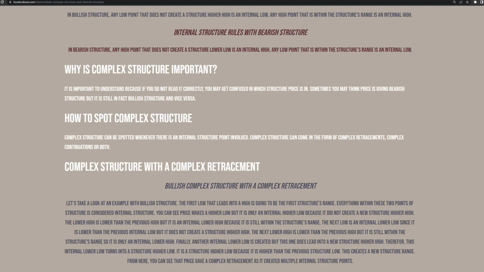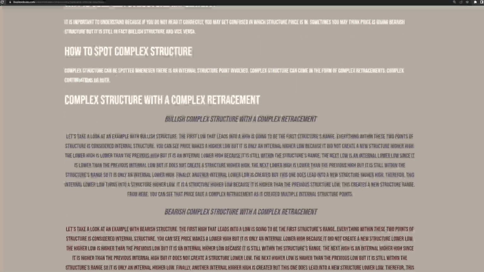It is important to understand because if you do not read it correctly, you may get confused in which structure price is in. Sometimes you may think price is giving bearish structure, but it is still, in fact, bullish structure, and vice versa. How to spot complex structure? Complex structure can be spotted whenever there is an internal structure point involved. Complex structure can come in the form of complex retracements, complex continuations, or both.